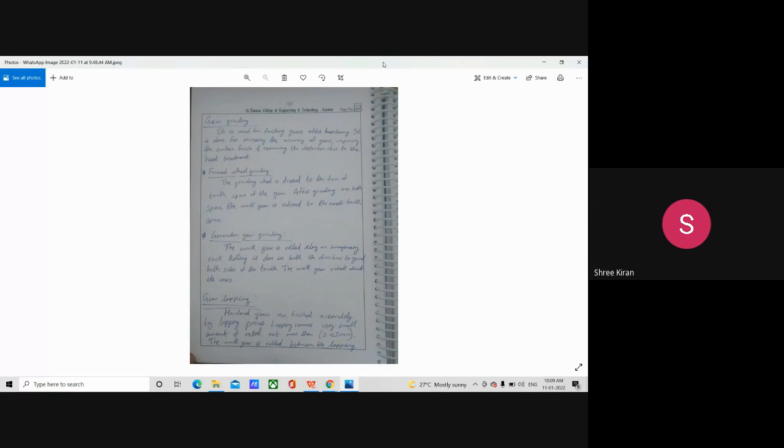So in order to avoid this, the gear teeth are done with a proper measuring process, and to have better accuracy, we come to the gear grinding process. It is mainly used for finishing gears after hardening, for increasing the accuracy of gears, improving the surface finish, and removing the distortion due to heat treatment. That's what happens in the case of gear grinding.